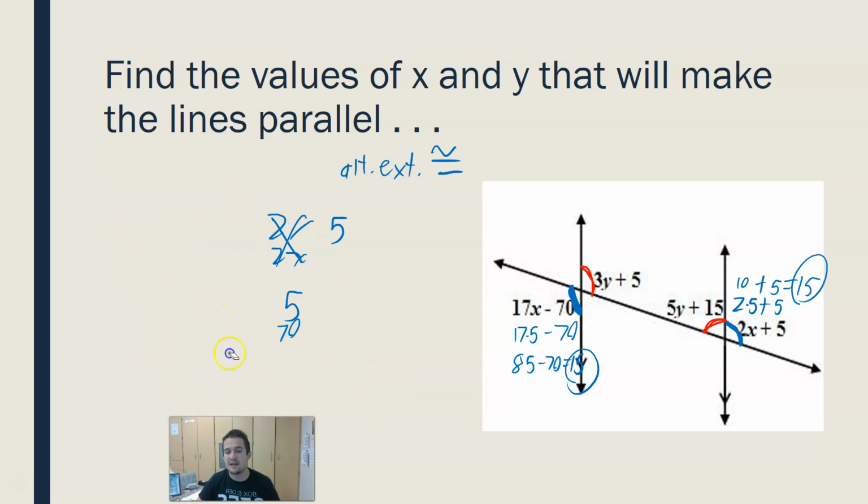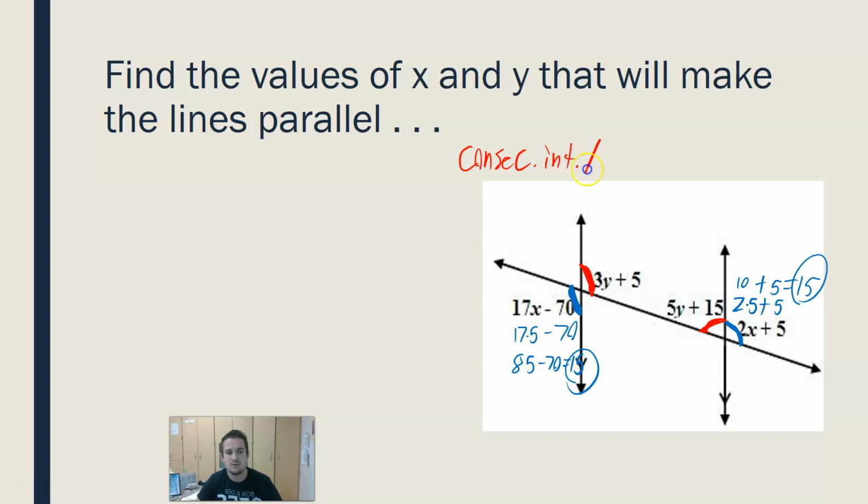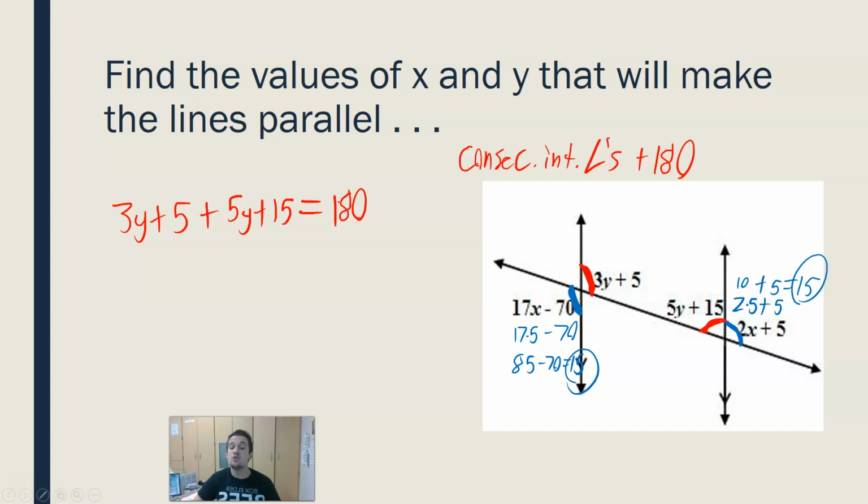What about the y's? Let's take a look at my y angles. I'm going to change colors here. So these two angles, those are called consecutive interior angles. And consecutive interior angles need to add up to equal 180 degrees. So I have this angle, 3y plus 5, and that angle added with this angle, 5y plus 15, those better add up and equal 180 degrees. See what I'm doing here?